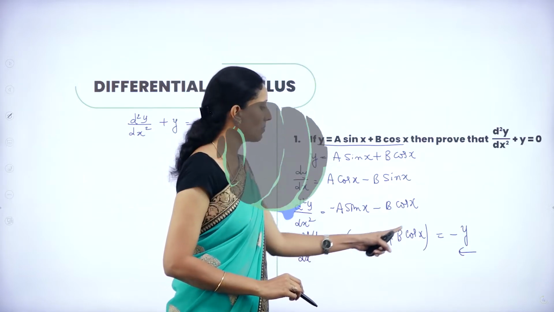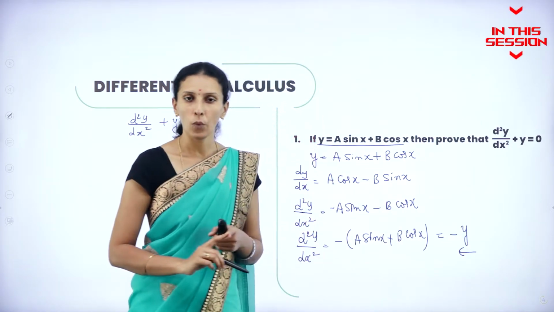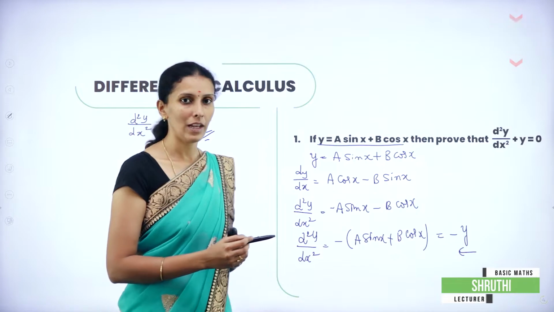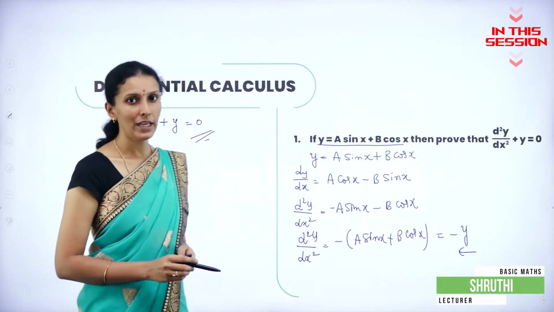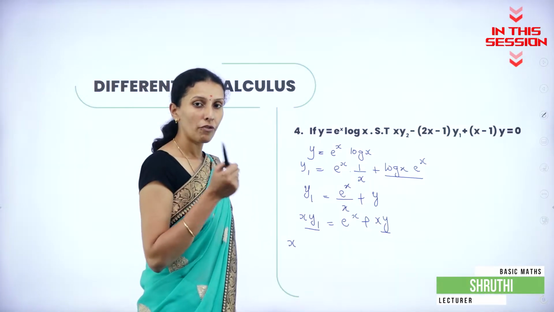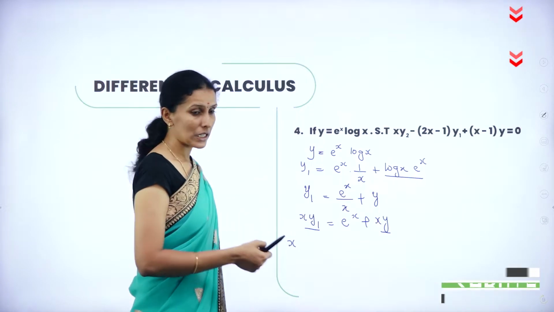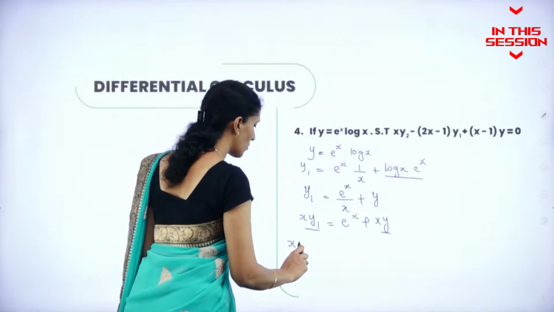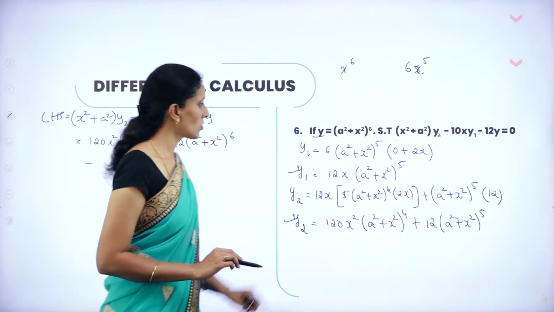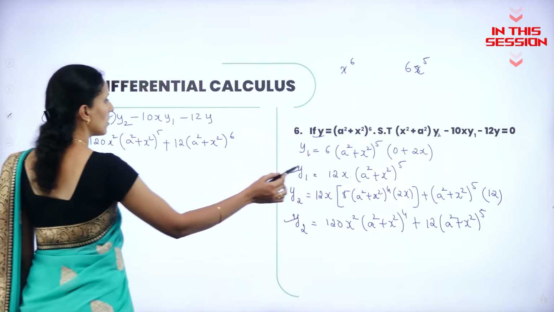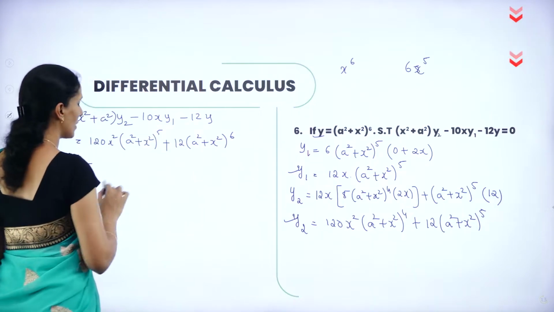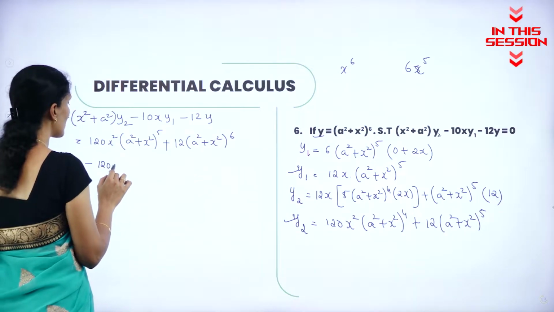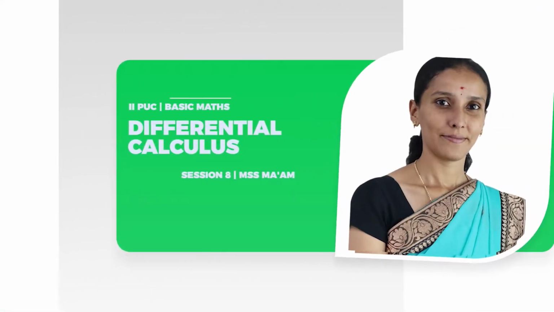a sin x plus b cos x can be replaced by y, and shift y to the left hand side, you will get the required equation. Differentiation of y1, nothing but dy by dx, is nothing but d square y by dx square, that is nothing but y2. Multiply 10x to this, so it becomes 12x into 10x becomes 120x square.